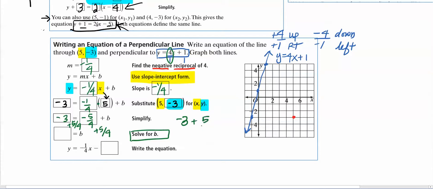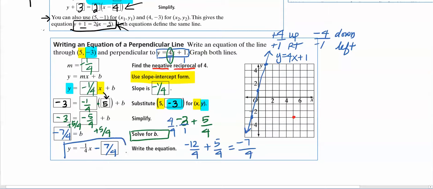So let's do a little fraction work. We need a common denominator. This one has a denominator of 1, so I'm going to multiply it by 4 over 4 to get the common denominator of 4. So that's negative 12/4. That's the same as negative 3, right? Plus 5/4, which gives me negative 7/4. So b is negative 7/4. So there I have the negative sign there. So then there we go. This is the equation of the line that is perpendicular and it goes through this point.